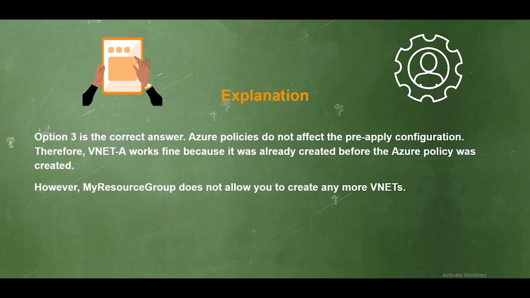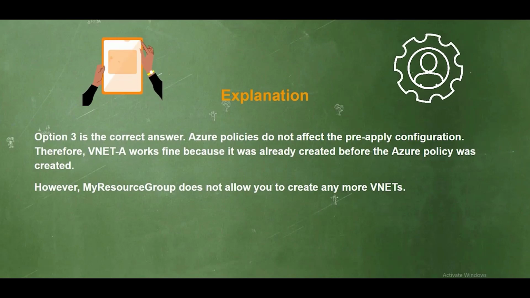Explanation. Option 3 is the correct answer. Azure policies do not affect the pre-applied configuration. Therefore, VNet-A works fine because it was already created before the Azure policy was created. However, My Resource Group does not allow you to create any more VNETs.